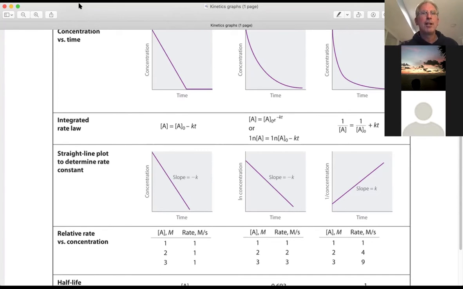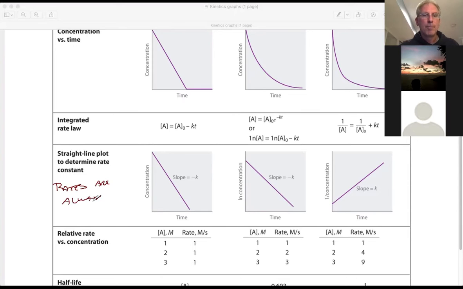And that definition, I'm going to write down: rates are always positive. Always positive. It makes no sense in a chemistry class to say that you have a negative rate. That's kind of meaningless, whereas in physics you would say, oh, I have a negative velocity, I'm going in the backward direction. In chem, that just doesn't have a meaning.